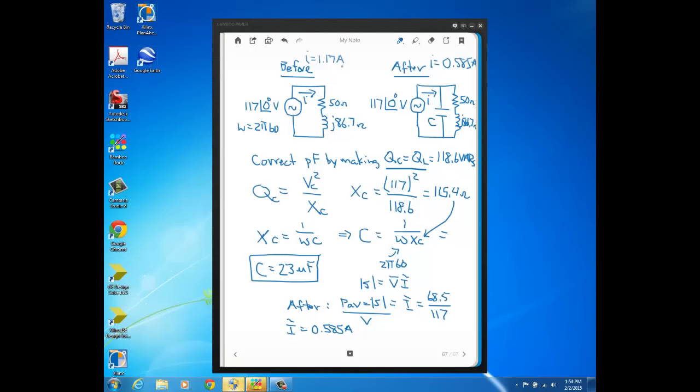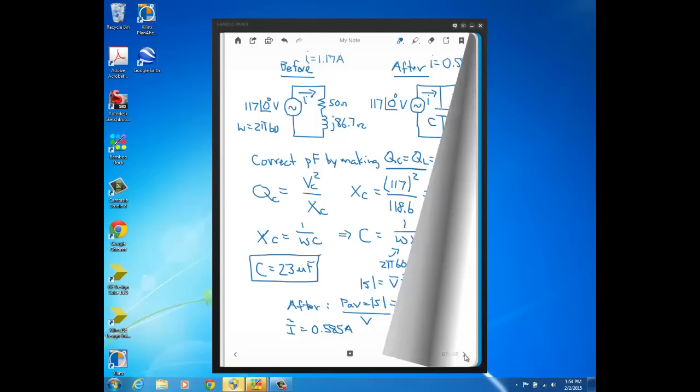Okay, so you see once the power factor has been corrected, the current in the circuit, in the line between where the source is and where the impedance is, has gone down. In fact, it's gone down by a factor of 2 here. See, it went from 1.17 amps down to 0.585 amps. And what that means is that you have less loss in your lines.